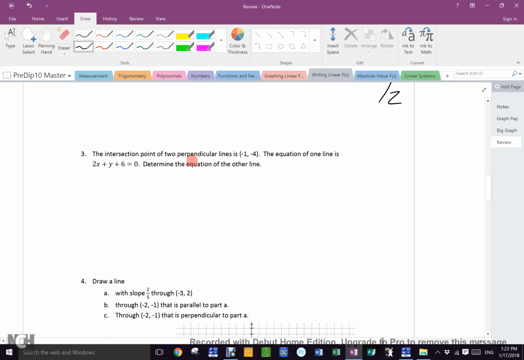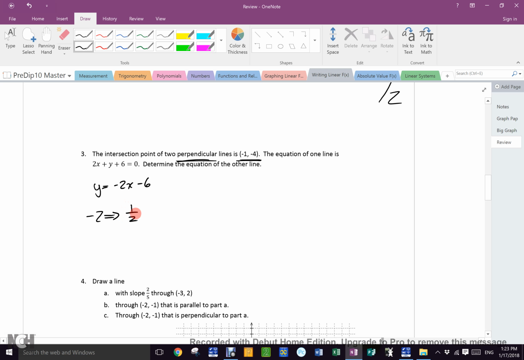These lines intersect. They're perpendicular, but now instead of intercepting at the y-axis, they intercept at a point. So I can't use slope-intercept form. I have to use point-slope form, but I still have to find the slope. The slope is negative 2x minus 6, right? So the slope I have is negative 2, but I don't want that. I want the perpendicular slope, which is 1/2.